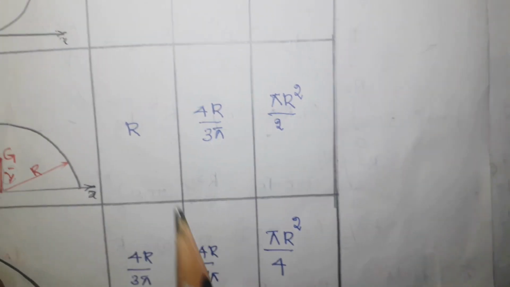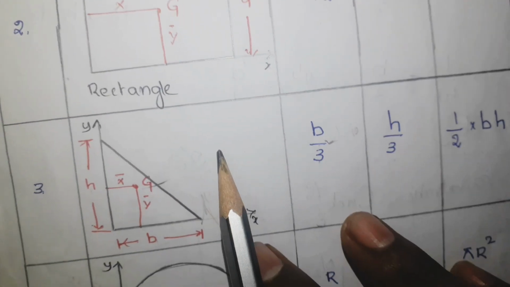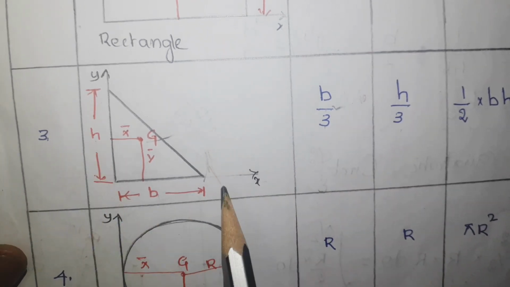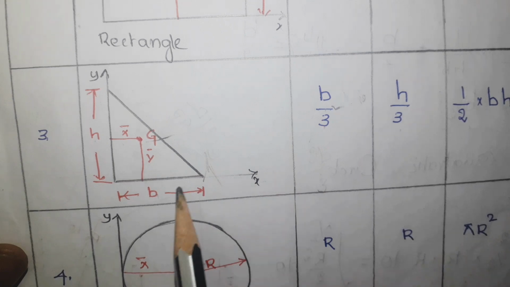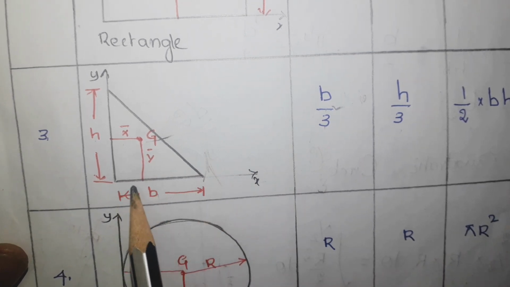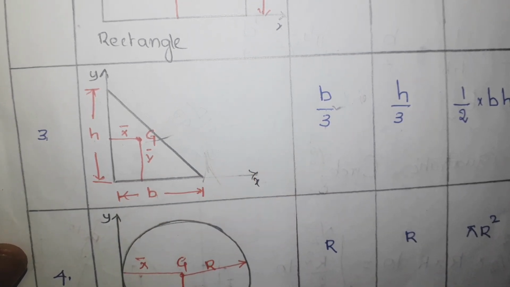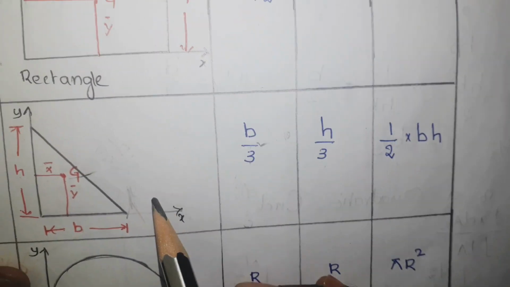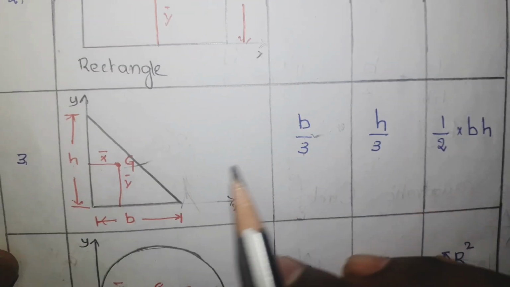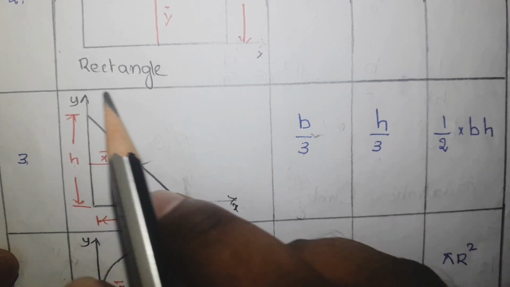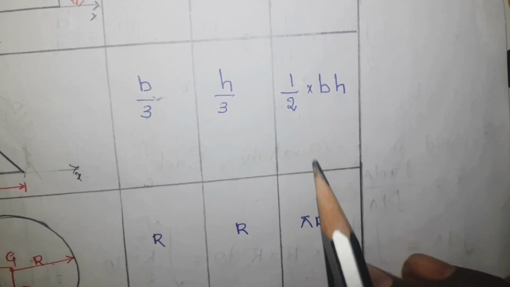Then the third one is a triangle. As you know, this is the centroid, x bar equal to b by 3, where b is nothing but the length of this side, and y bar equal to h by 3, where h is nothing but this side. Now the area of this triangle is half b h.